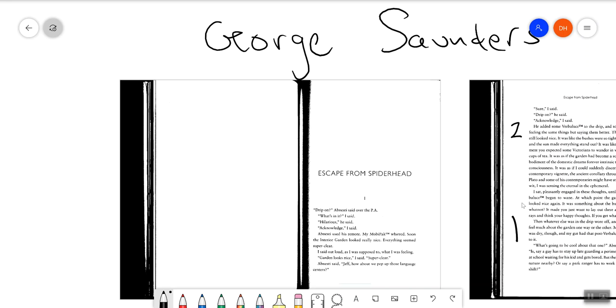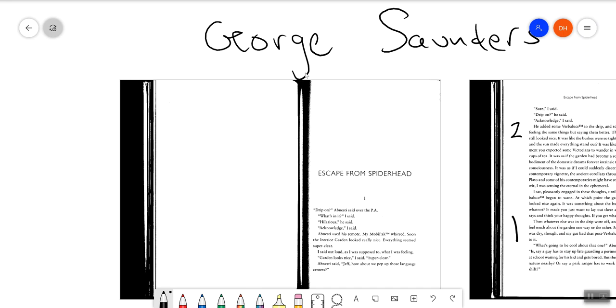I've actually labeled certain parts of the story 1 through 22 to show you how that 22 step outline that we looked at earlier functions. Okay. This is by George Saunders, a very famous short story writer now. It's from his book Tenth of December. The story is called Escape from Spiderhead, a very engaging title.